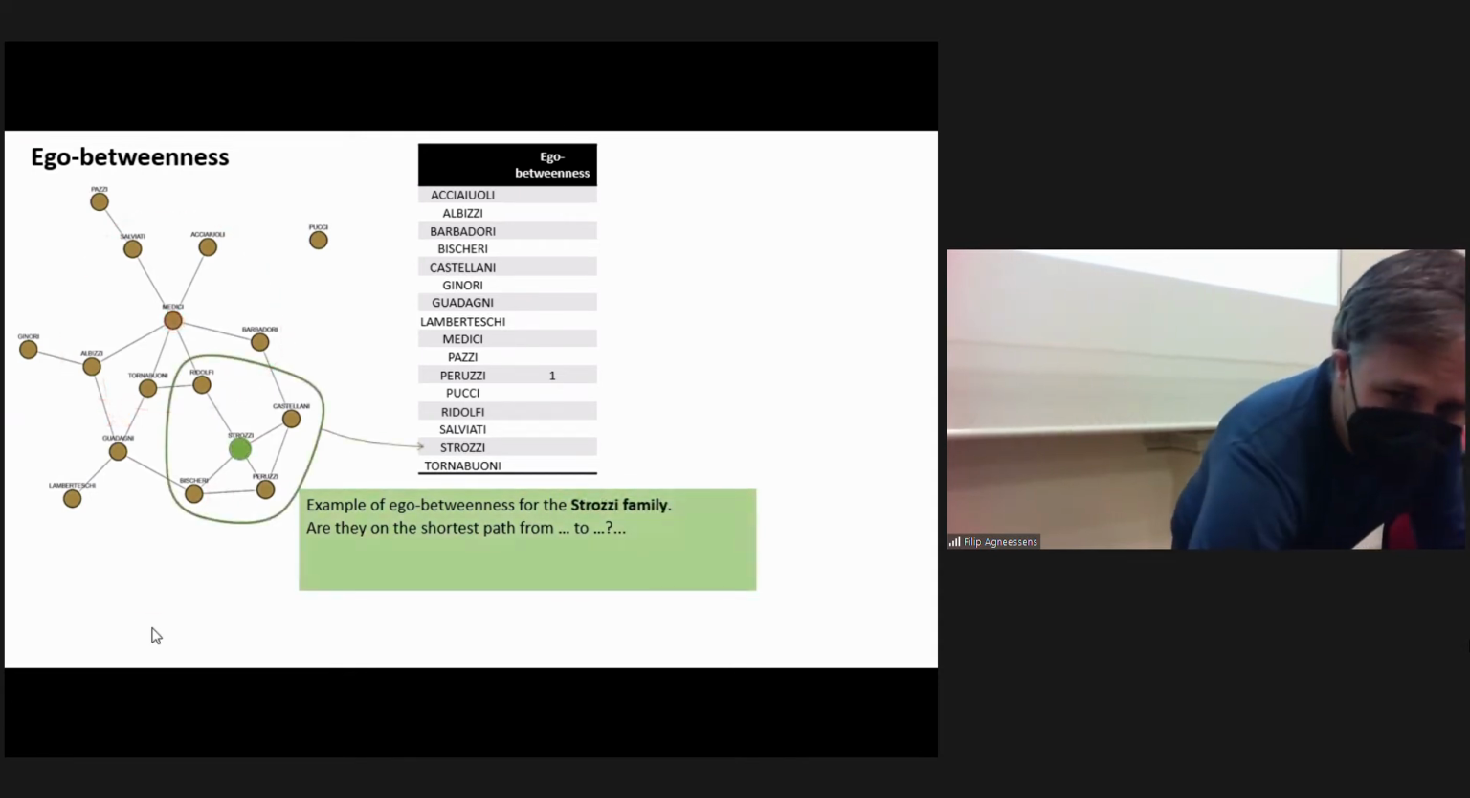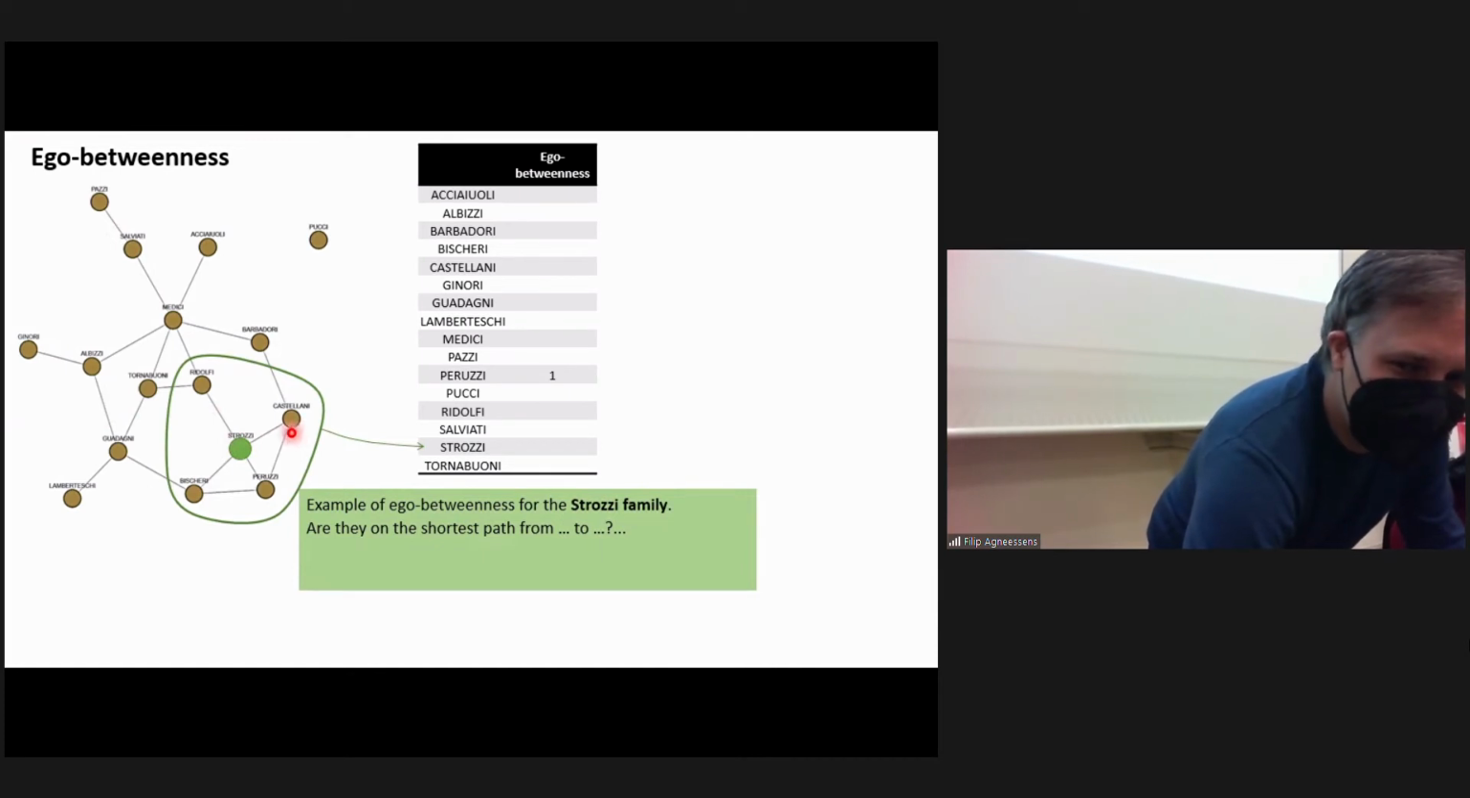So if the Strozzi is in between here, yes. In between here, yes, but half. So I did this one, I did this one, in between these ones, yeah. So 1, 2, 3, 3.5. Or if I double count it, I get 7.